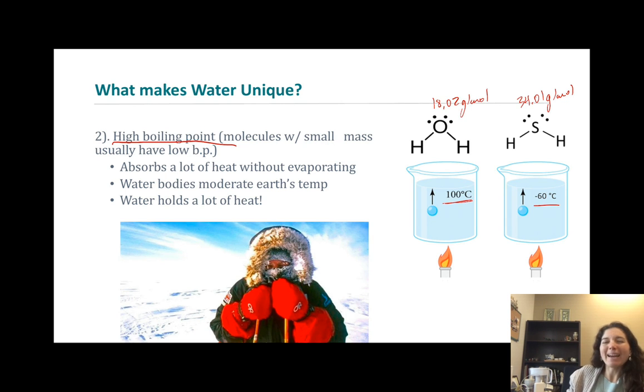It has a boiling point of minus 60. It's got to be this cold outside, and it will still boil, even at that temperature. So most things that are the molecular weight of water have a really low boiling point. They are normally gases, and water doesn't do this, which lets it absorb a lot of heat on the earth without evaporating. So it's really, really good for moderating Earth's temperature. And this is explained, again, by attractive forces between the molecules.